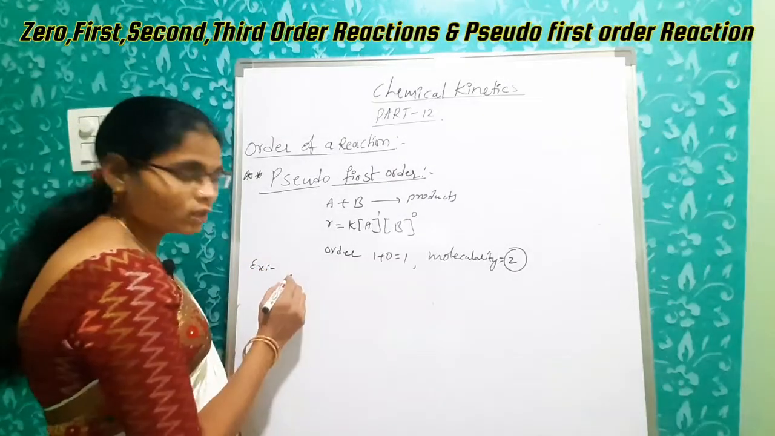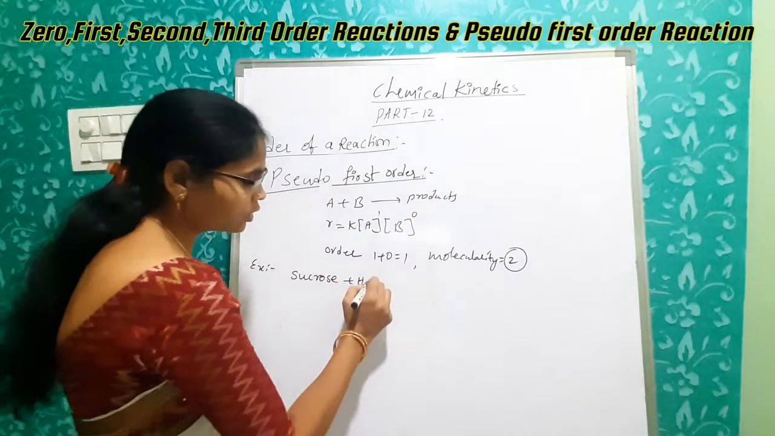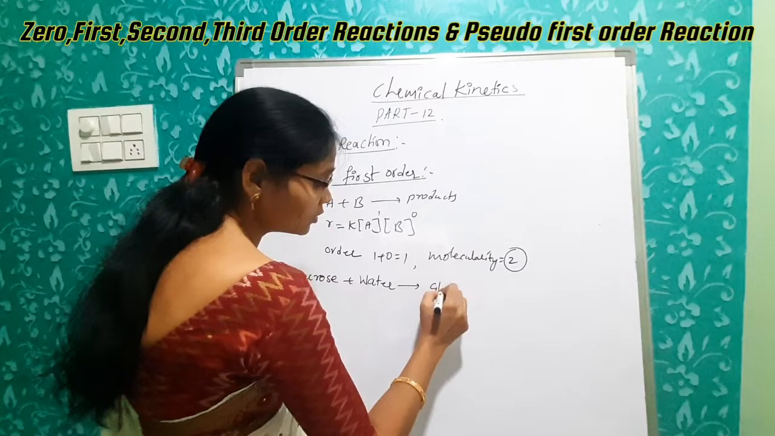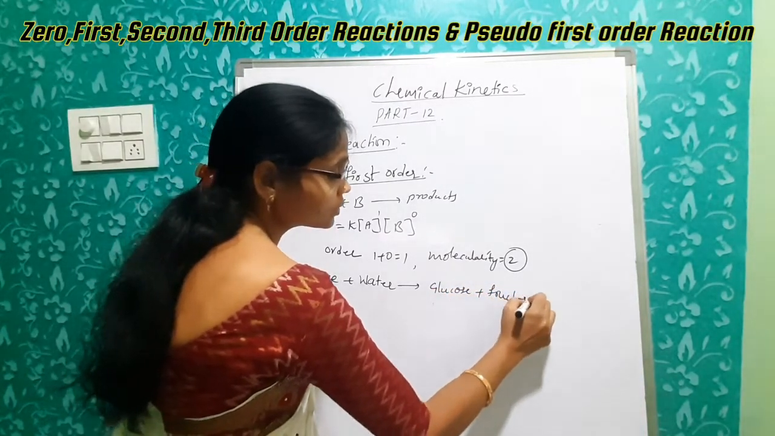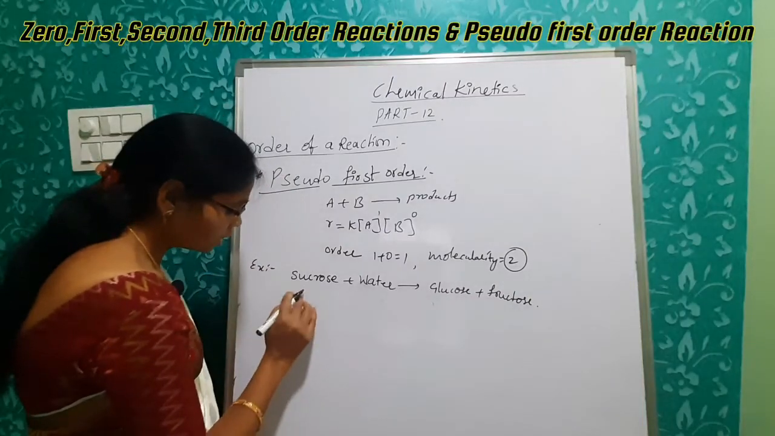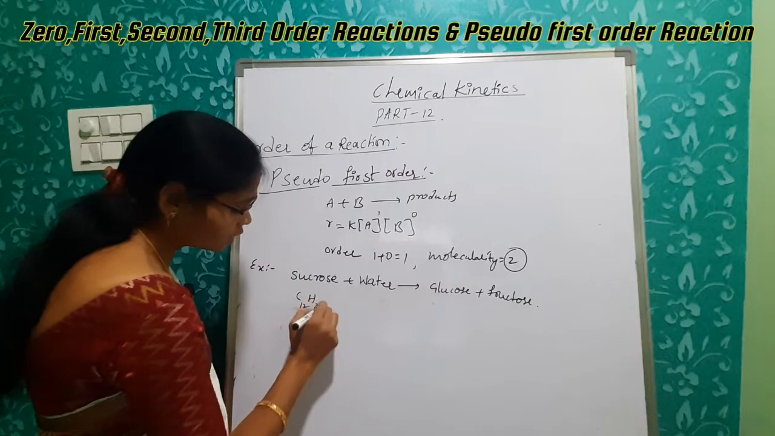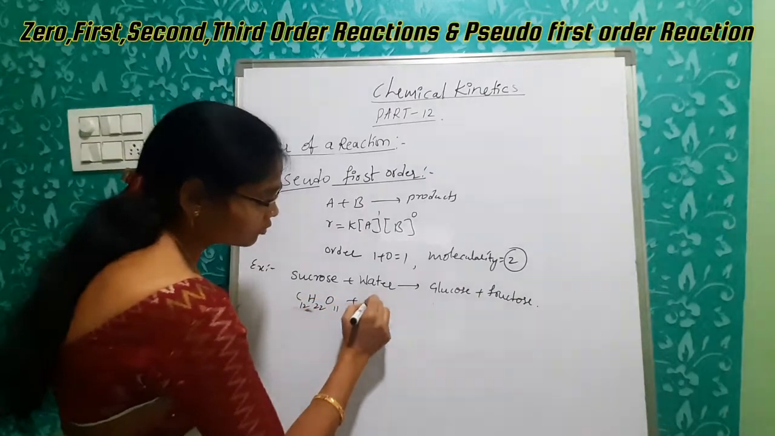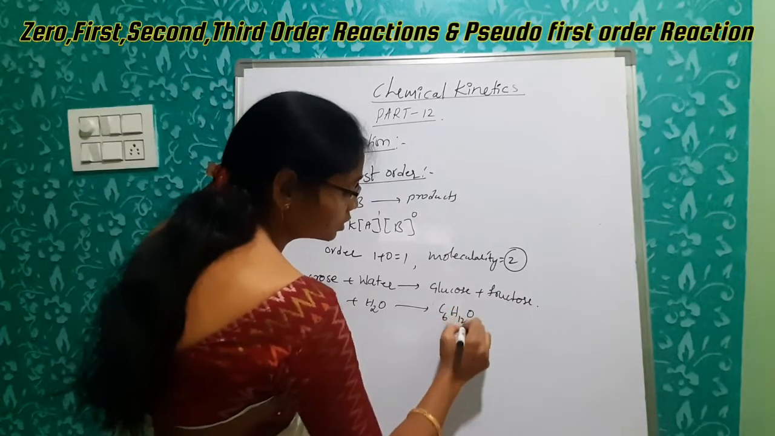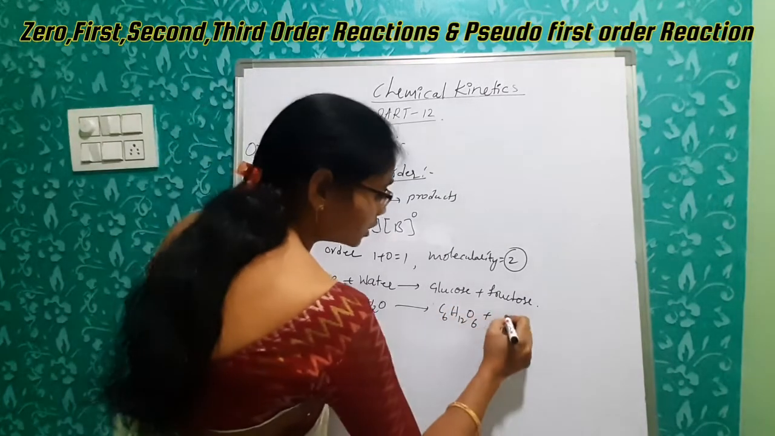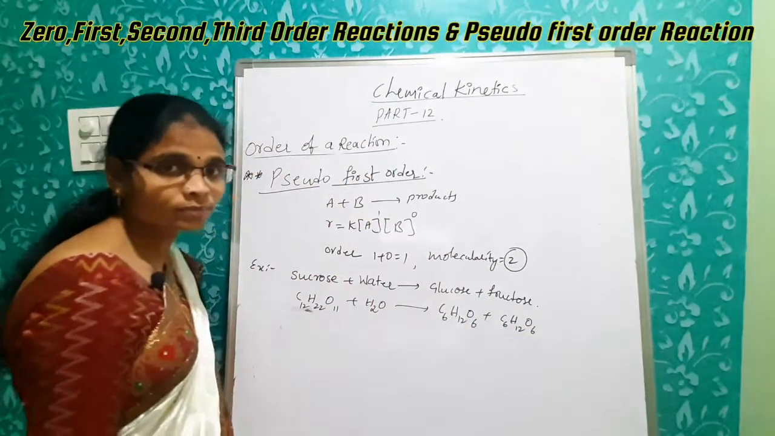So write down an example. Suppose, for example, hydrolysis of sucrose. Sucrose reacts with water molecules to give glucose and fructose. Sucrose formula C12H22O11. Water formula we know very well, H2O. Glucose formula C6H12O6, and fructose C6H12O6. Both are the same but the functional group is different.